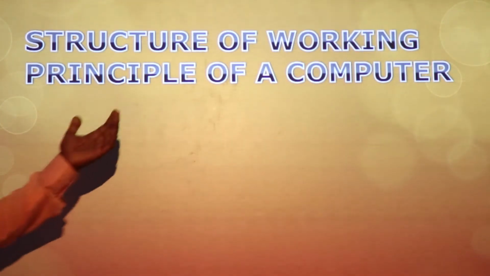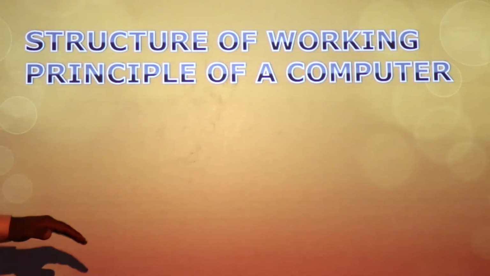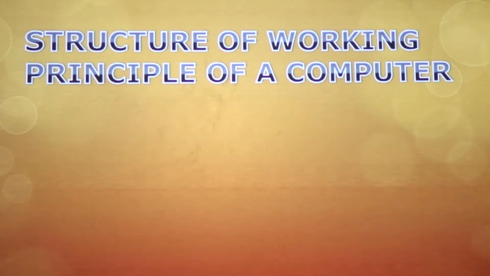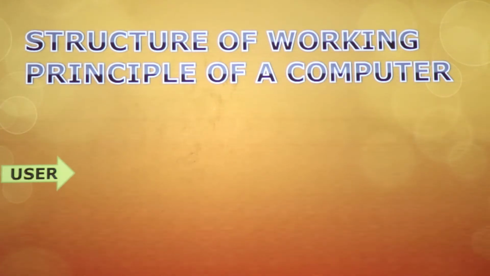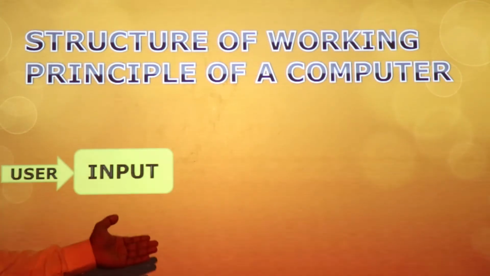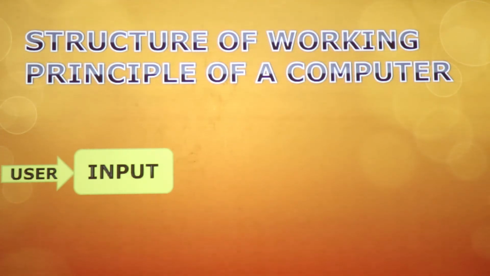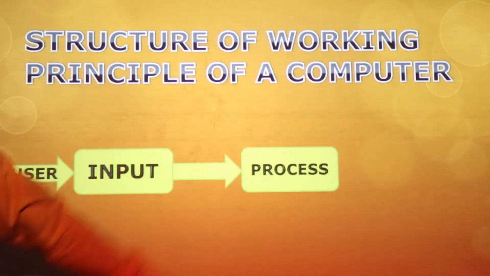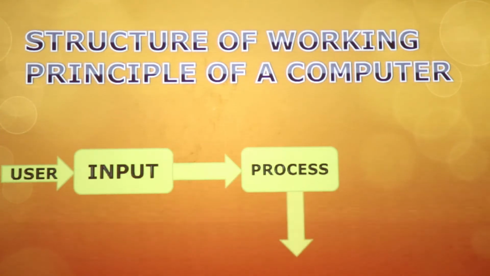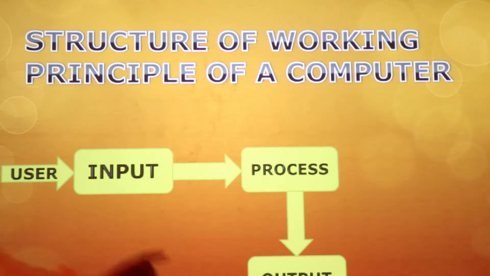Structure of the working principle of a computer. Now I am going to show the IPO cycle and the working principle of a computer. I am going to show you some structure, by which you can know clearly. So first there is a user. The user can operate the computer. After operating the computer, the user can give some inputs to the computer. After giving the inputs, the computer can process the data here. After processing the data, the computer can give the output to the user.